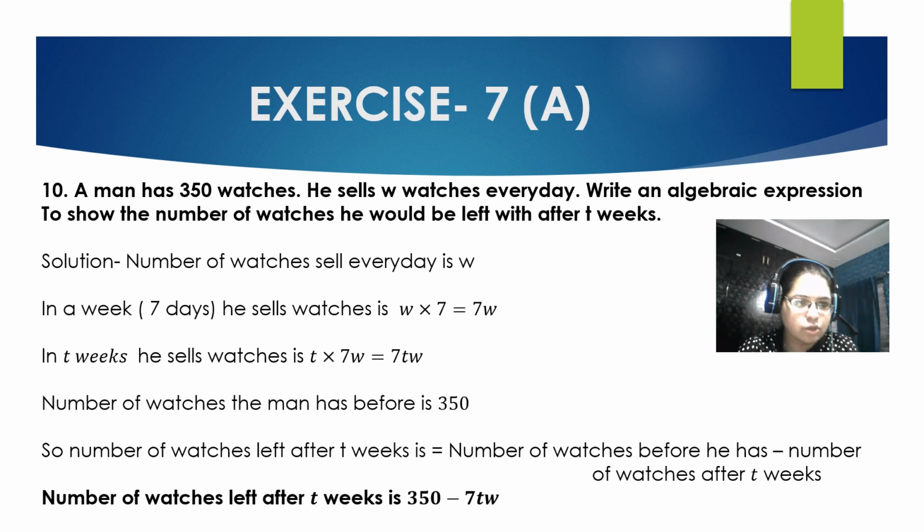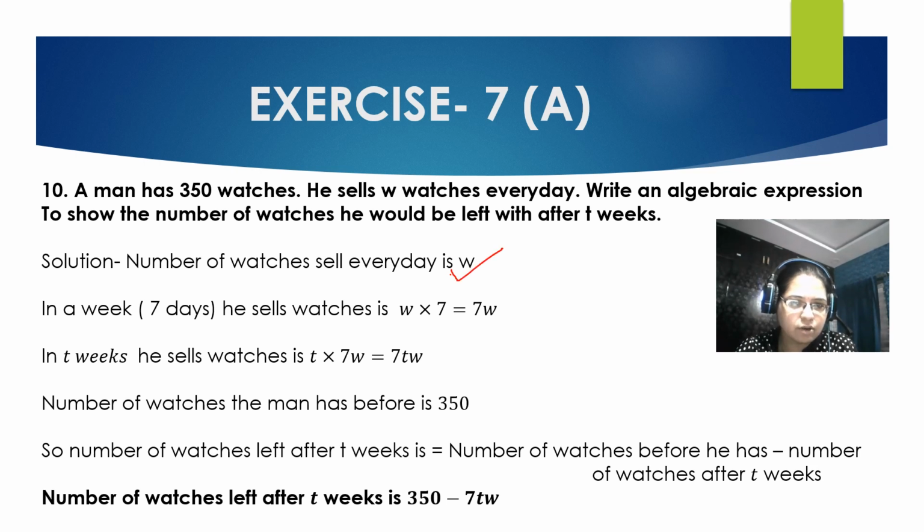Now we solve question number 10. Question number 10: a man has 350 watches. He sells W watches every day. Write an algebraic expression to show the number of watches he would be left with after t weeks. The number of watches sold every day is W. This is given.